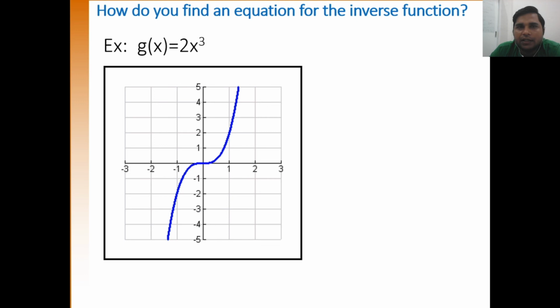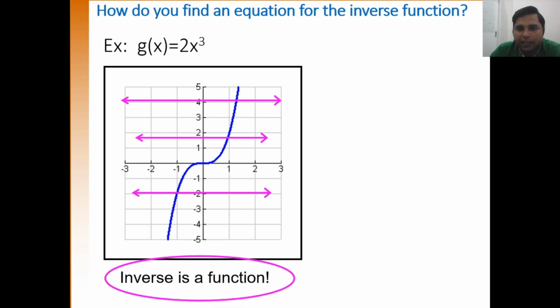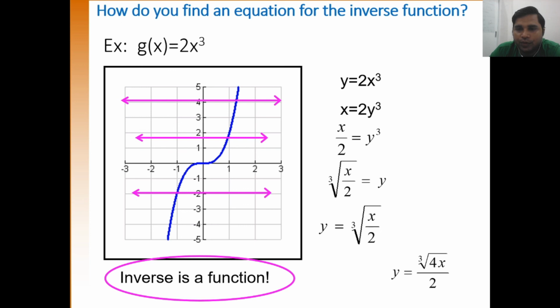So g(x) is equal to 2x cubed. It passes the horizontal line test, which means the inverse is defined. And y is equal to 2x cubed, x is equal to 2y cubed. We get y is equal to the cube root of x over 2. Okay, so we can write it like that, the cube root of 4x divided by 2.